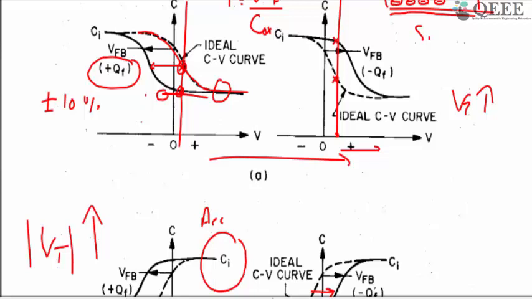There is another question: do interface trapped charges affect the MOS capacitor? Sorry, that question is gone. The current question is, what is the effect of trap charges on the series capacitor? If there are trap charges in this oxide, positive or negative, so you have a distribution of charges somewhere here, then the CV will also shift.